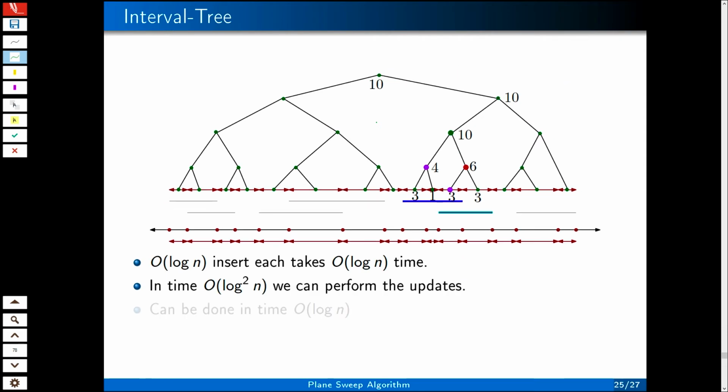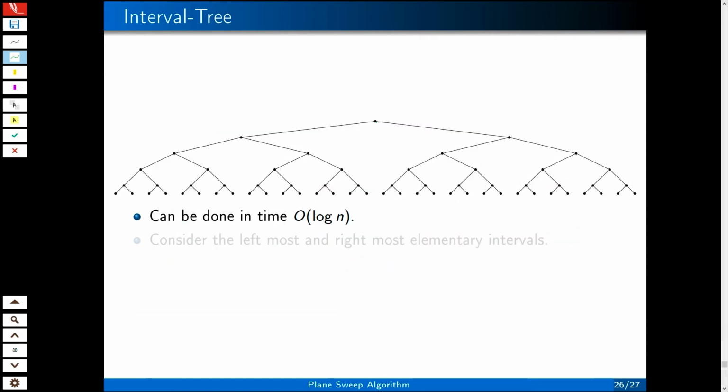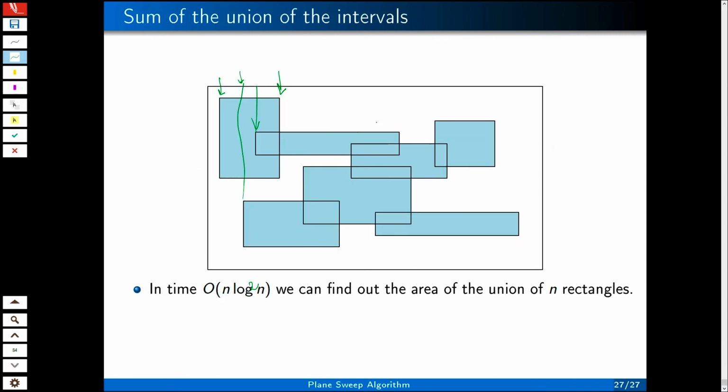Then altogether, if we go back to our previous problem, we have a solution in n log square n time. We found a solution to our previous problem, and we have also created a data structure which supports insertion and deletion of line segments, and they can store the line segments as well.